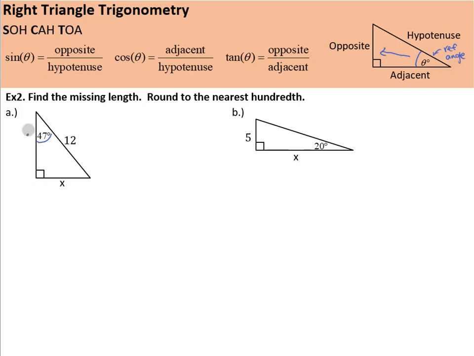So that's my reference angle, and we need to label our 3 sides. For me, I like to label the opposite first. So opposite my angle would be x. Oops, so this is the opposite side. 12 is the hypotenuse, right? It's across from my right angle. So the hypotenuse is over there. And then this side is the adjacent.